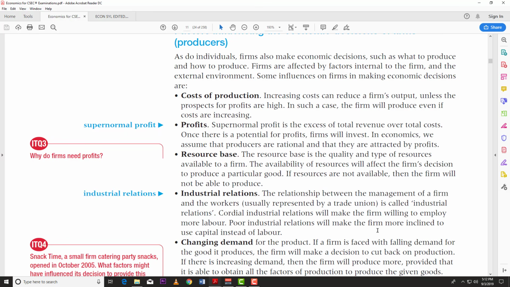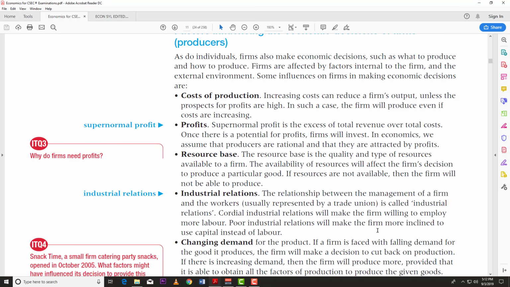So what they're saying here is that if your firm has a good relationship with the employees, they might think twice before firing you, replacing you with robots or something like that. So that's where industrial relations come into play. Sometimes unions are so strong that they can stave off firms that want to automate or mechanize, because people can lose their jobs.